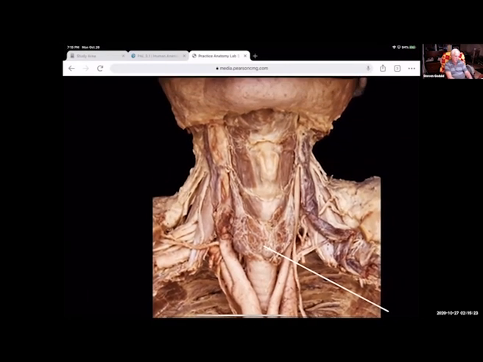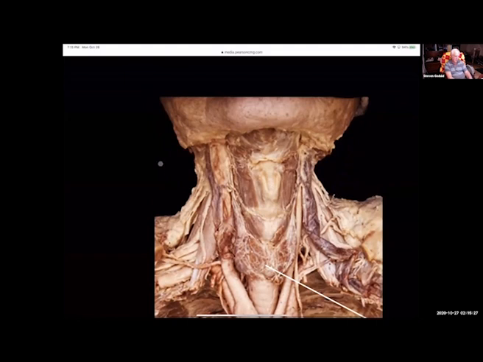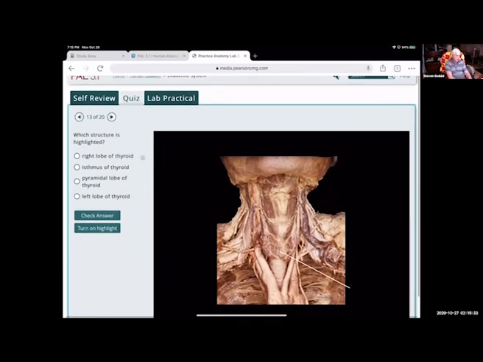Okay, everything else looks good. Perfect. But that's the isthmus. Close that back up. Isthmus of the thyroid gland. So right lobe, isthmus, there it is, isthmus of the thyroid gland.